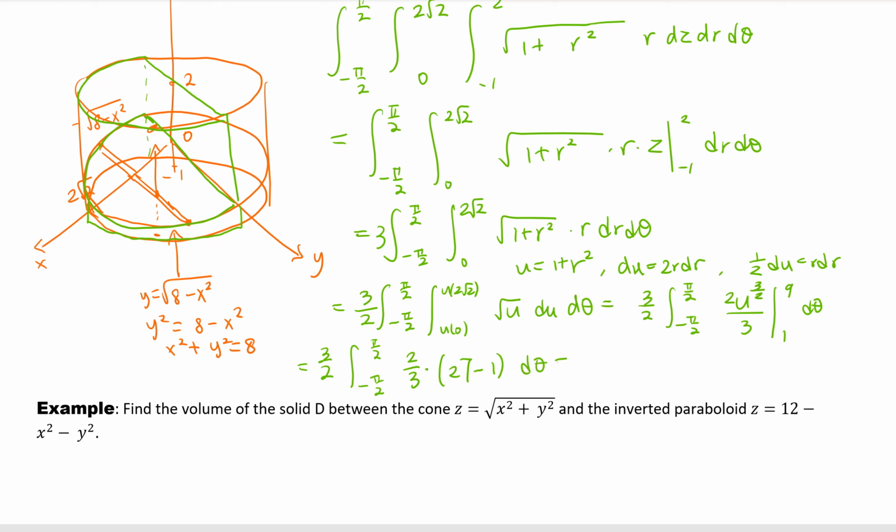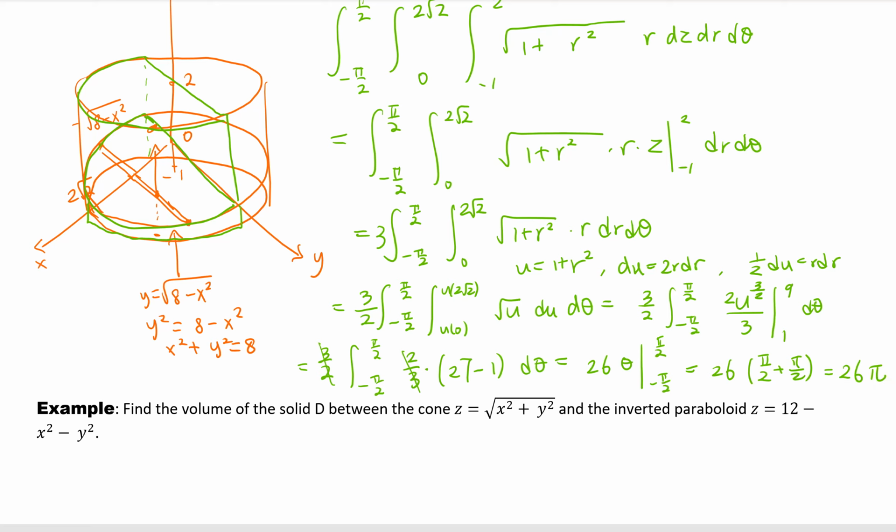d theta. So now you can see we can pull out all the constants. These cancel, and 27 minus 1 is 26. Well, we integrate the constant, we just get 26 times theta. Theta is from minus pi over 2 to pi over 2. So that is pi over 2 minus negative pi over 2, which gives us plus pi. So the answer is 26 pi.